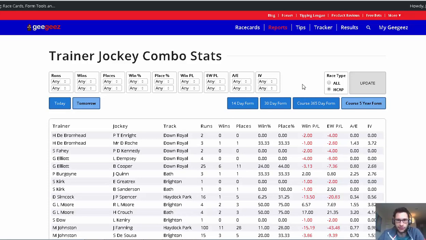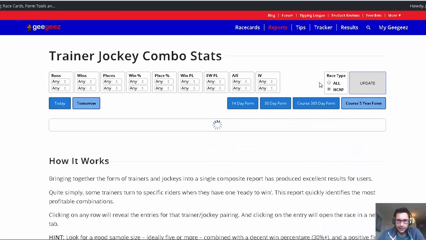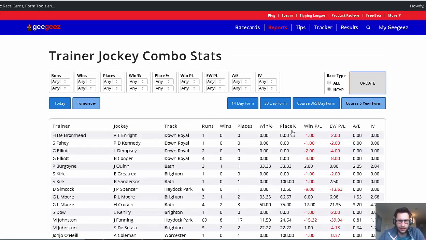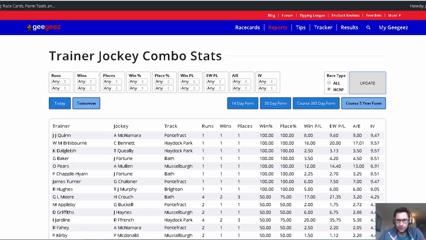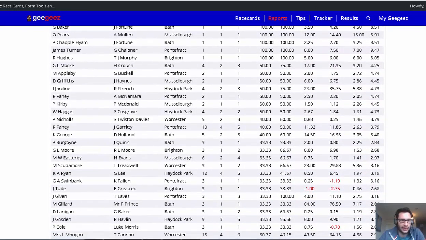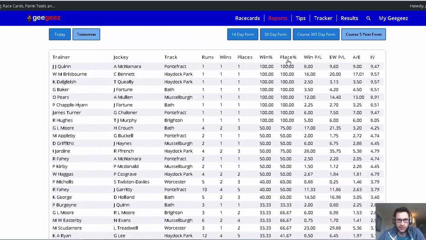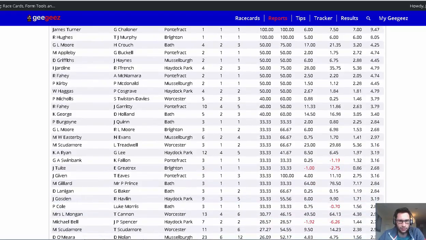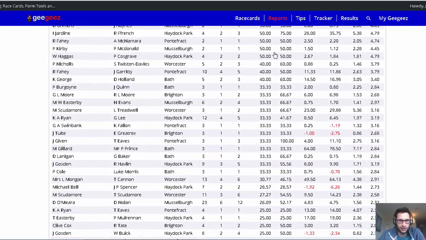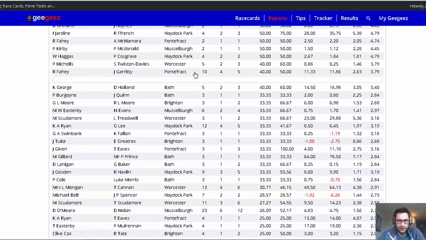So if I update to handicaps, which is generally where I like to play really, we can have a look to see who does well when teaming up in handicaps. I'm just scanning. I've clicked on the win percentage, so I've got 100% all the way down. I suppose I could click on profit if I wanted. Again, Fahy Garrity come up there with handicaps, but their runner wasn't in the handicap, so nothing comes up.